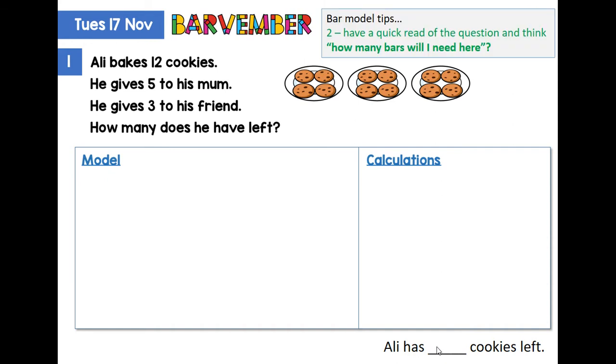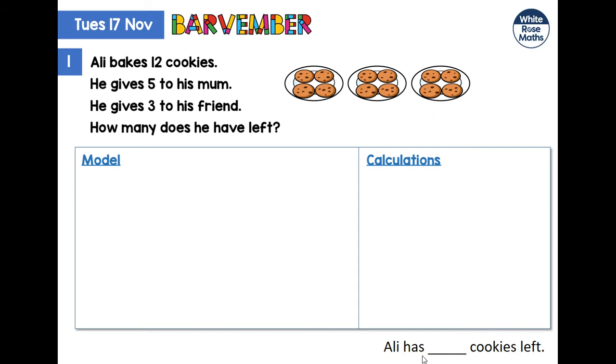Always start by working out how many bars we need. Well, we've got his mum, we've got a friend, we've got Ali, so maybe we've got 3 bars. But actually, this is just about Ali's cookies, isn't it? So he bakes some cookies and he does some things with them. Okay, so I think we've got 1 bar, it's what's called a part whole method. So we're going to have a look at all 12 cookies and see what happens to them.